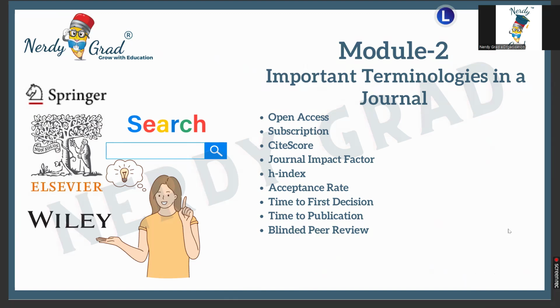Module 2 talks about important terminologies in a journal, in which we will also see open access, subscription, site score, journal impact factor, H-index, acceptance rate, time to first decision, time to publication, and blinded peer review.